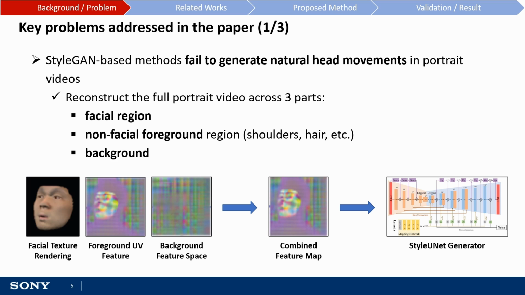Before diving deep into the paper, I would like to summarize the key problems addressed by the authors. Authors provide hypotheses that existing StyleGAN-based portrait reconstruction methods fail to generate natural head movements in portrait videos, as they mostly rely heavily on a highly aligned face dataset, which lacks sufficient variation in facial expressions. Also, such methods render the entire cropped face in one go, leading to a leakage of artifacts across different regions like background and foreground. Therefore, they reconstruct the full portrait video across three parts: facial region, non-facial foreground region, including shoulders, hair, etc., and the background region.